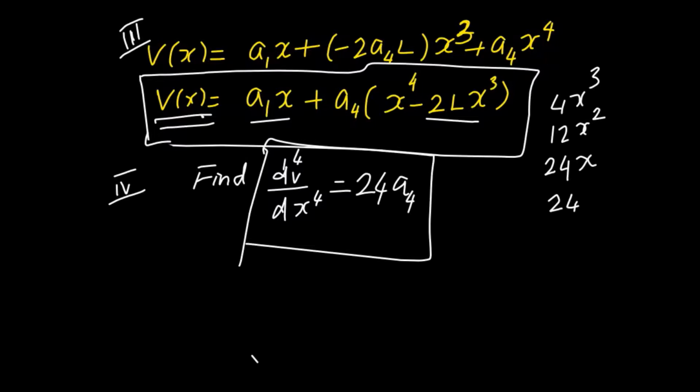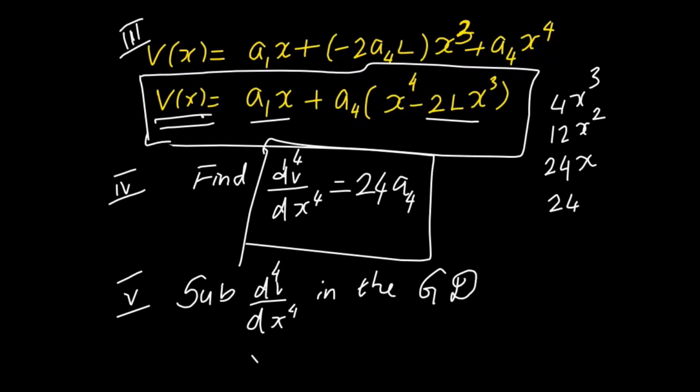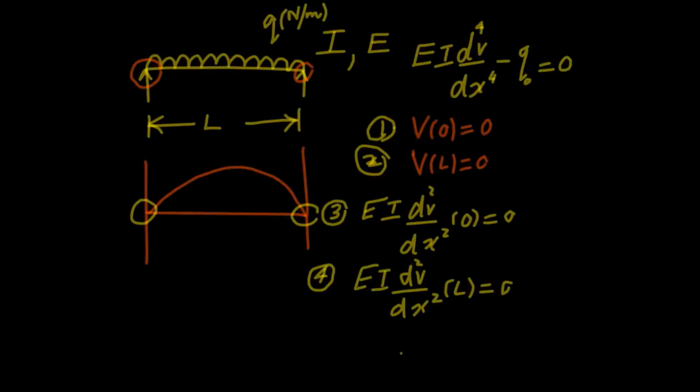Okay, step number 5. You have got d power 4v by dx power 4. You take this value and substitute it in the governing differential equation, GDE, an acronym for governing differential equation. All you have to do is go ahead and put it here. Mathematics is just like moving objects. You take that and you put it here. What is it that you will be getting?